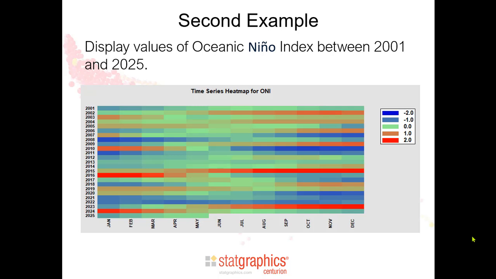This is a second example. We're displaying the values of the Oceanic Nino Index between 2001 and 2025. The ONI is a measure of the seawater temperature at a particular location in the Pacific. If it's negative, shown here as blue, that's a La Nina, relatively cool water. If the index is positive, shown here as red, that's an El Nino, relatively warm water. You can see throughout the last 25 years that there's been quite a bit of variation.